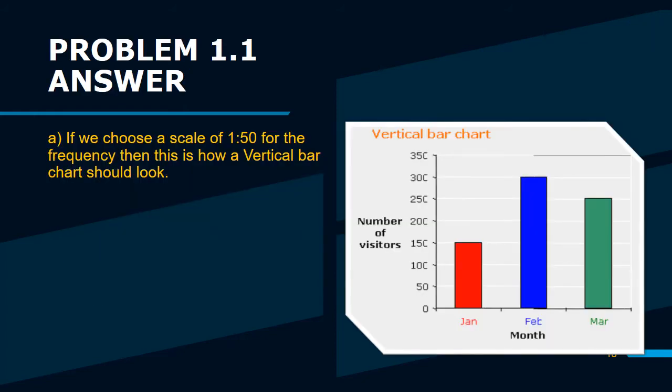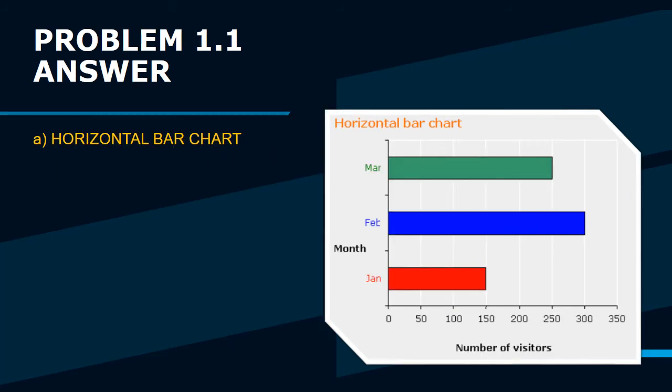So for the first problem, we were asked to construct a vertical and a horizontal graph. First, I will show you what a vertical bar chart looks like. So here's what you can see. We chose a frequency of 150, which is located at the left side. And at the bottom, you can see that from the table, in January there were 150 visitors. For the month of February, it went up to 300 visitors. And in the month of March, it went down to 250.